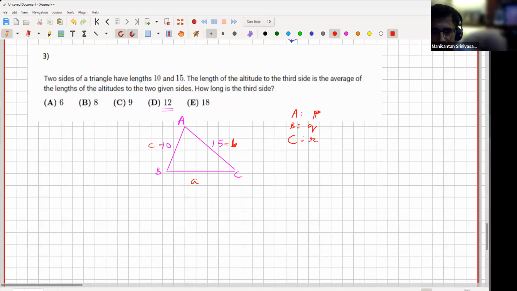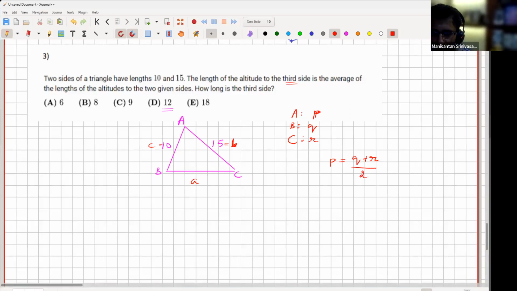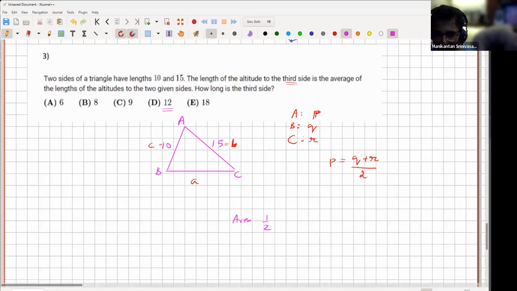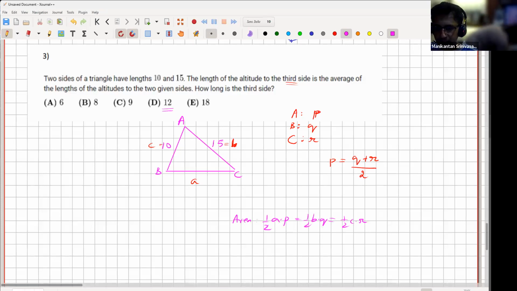Now, what is he saying? The altitude to the third side, which is P, is the average of Q and R, right? Now, how do we relate all of these? The areas will be the same, right? The area of the triangle is half into A into P. It's also half into B into Q. It's also half into C into R, right? So all the three areas are the same.